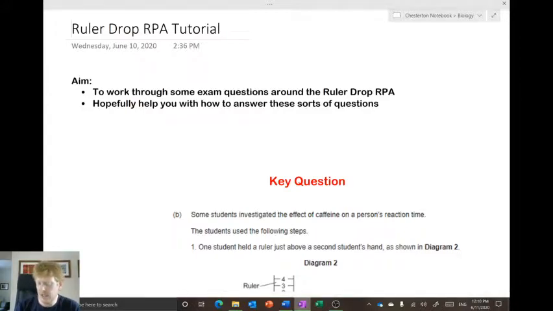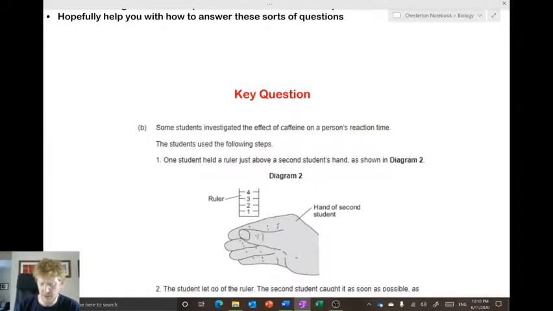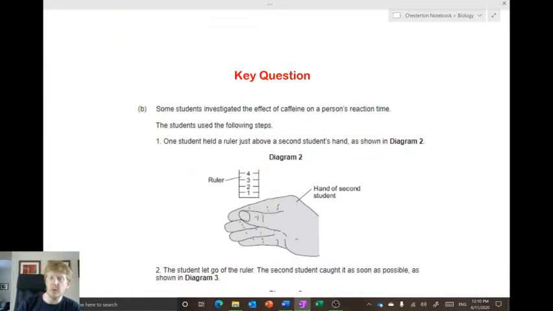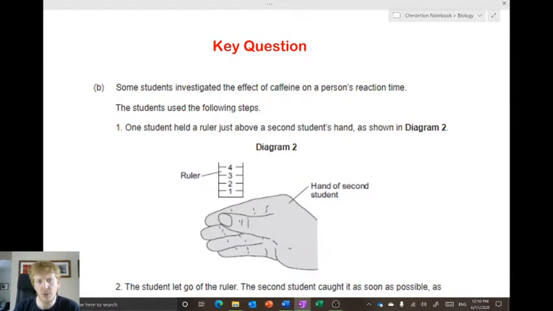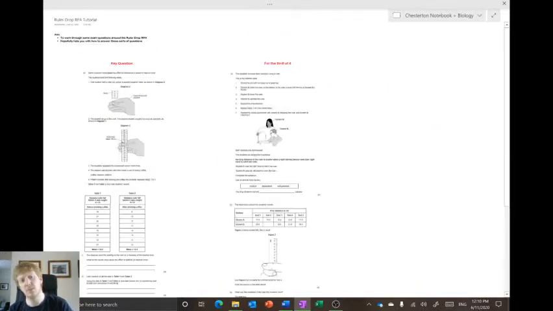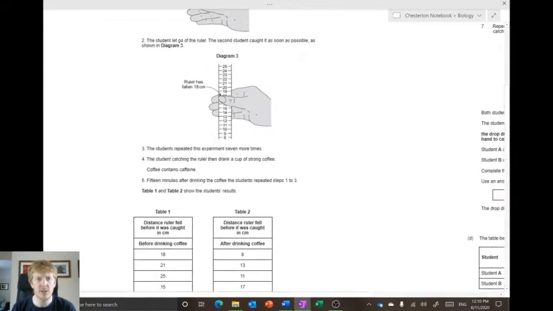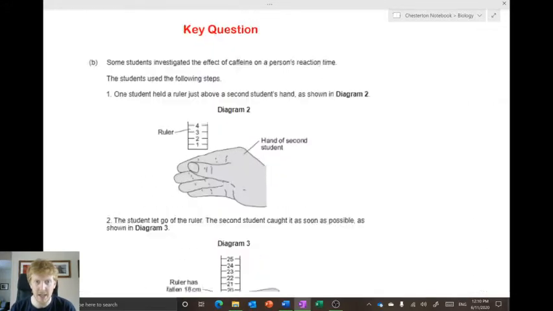Again, key question to start off, make sure you know what I'm talking about for the first part. As I go into the second question, it'll be a little bit more detail, a little bit more experience, if you will. But make sure you stick around for the first one. The second one's optional. All right, so let's have a look. This is looking at the ruler drop, okay? Looking at the homeostasis questions, homeostasis RPA here. So let's have a go.